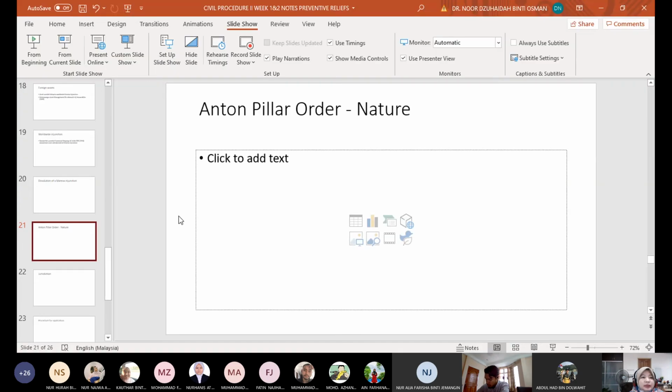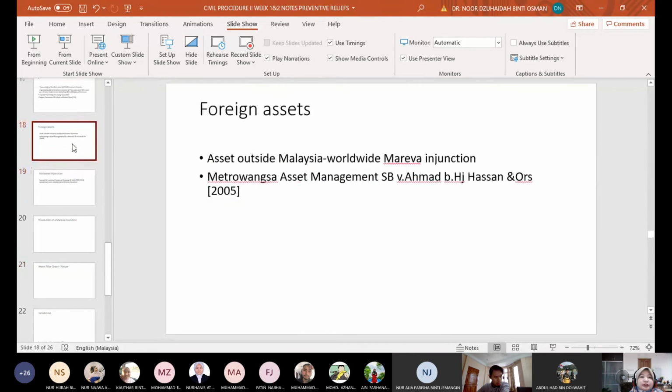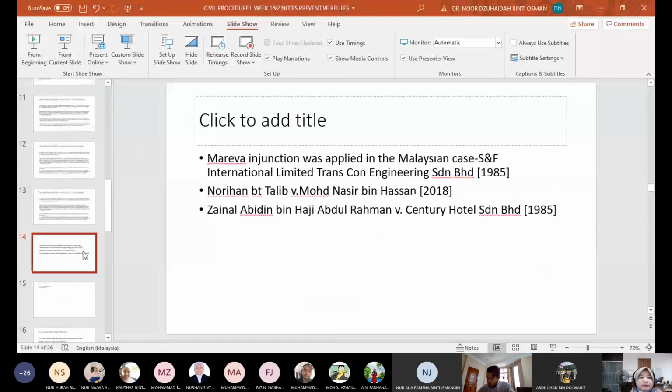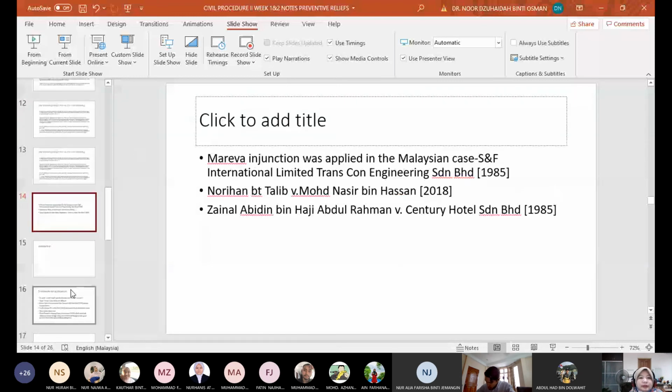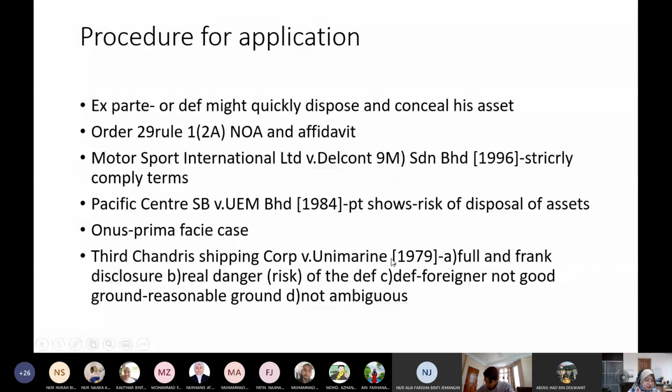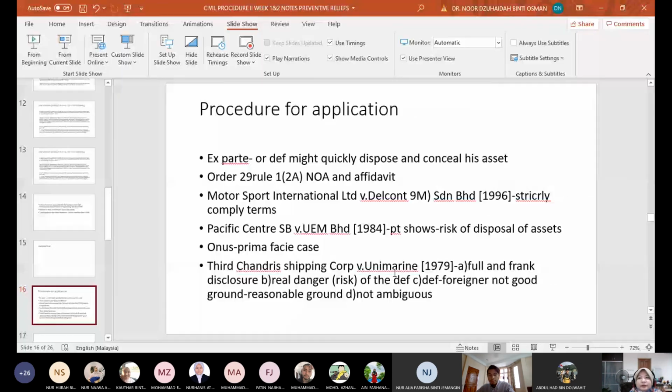So those are the important requirements of the Mariva injunction. I related to you just now the basis of the Mariva injunction cases, and I also mentioned the procedure and the requirements for you to show for a Mariva injunction. So far, any question?